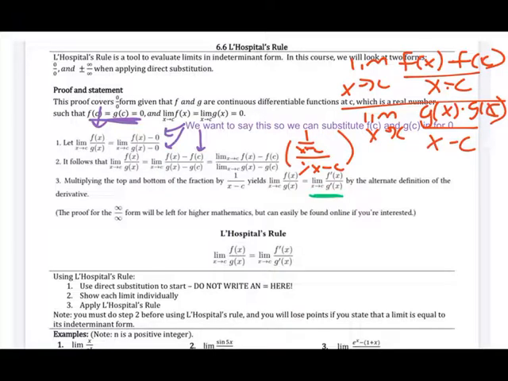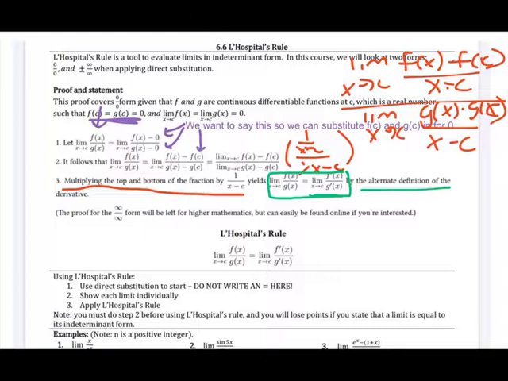So by multiplying the top and the bottom of the fraction by 1 over x minus c, we end up with the fact, and this is the big fact, this is L'Hopital's rule, that the limit as x approaches c of f of x over g of x is equal to the limit of the derivative of both functions, by the alternate definition of derivative.